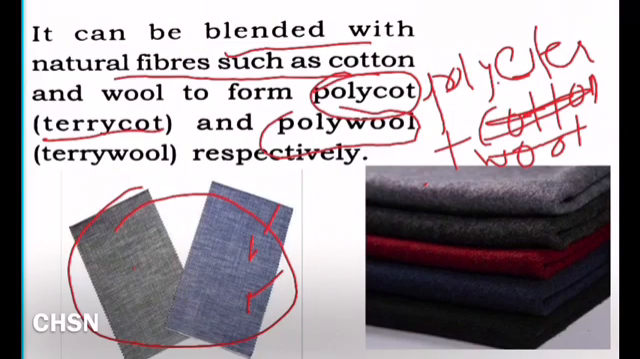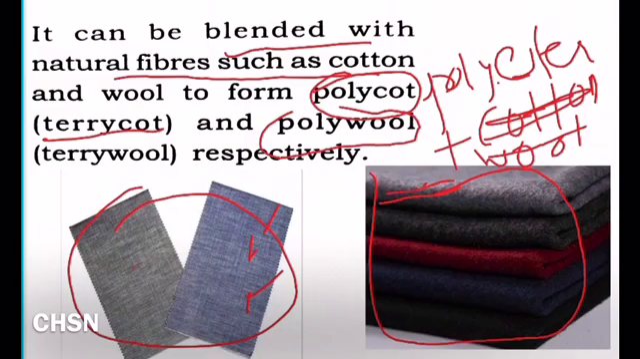Combination of polyester and wool. This is the picture of polywool material. And again, what will be the advantage of polywool? This polywool will have the properties of both polyester and at the same time wool. So like polyester, it will be lightweight, elastic, and at the same time it will be warm, like wool. So that is the advantage of making polywool.